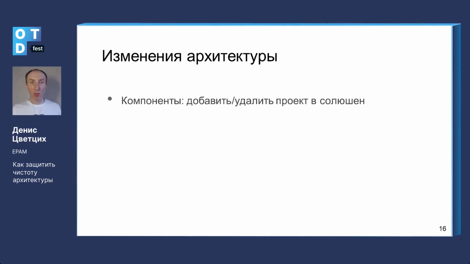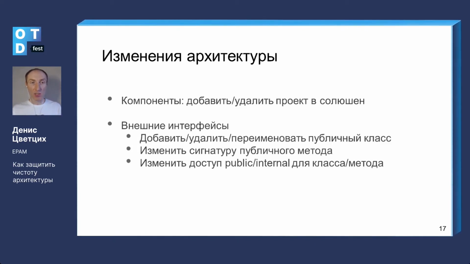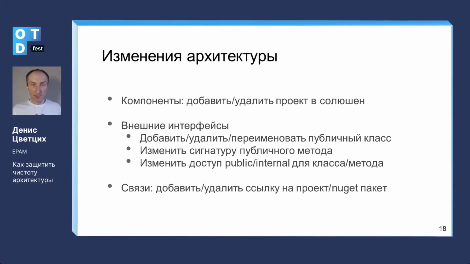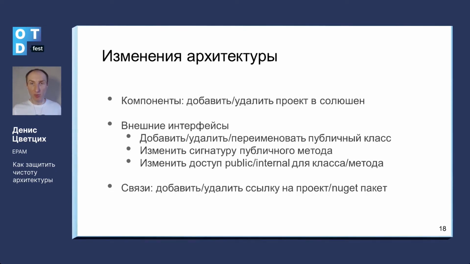Architectural changes, what is it? Speaking about components, adding or moving a project in a solution means that you need to change the architecture. The architecture is also external interfaces. Of course, we are speaking about renaming or changing public method signatures, or changing access to public or internal classes or methods. The same is for adding or removing a link to a project or NuGet package. We see that the architecture is always changing.